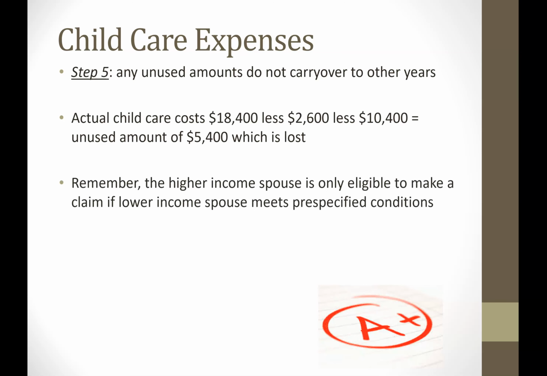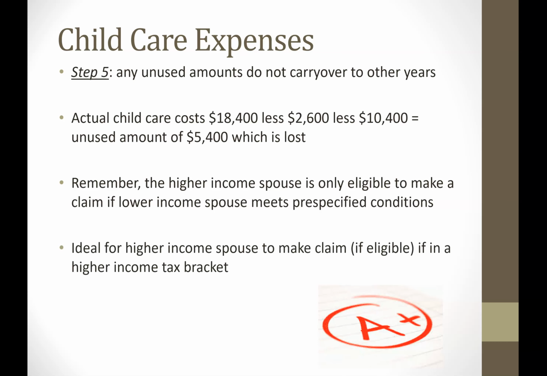Couple points to wrap up. Remember, the higher income spouse is only eligible to make a claim if the lower income spouse meets one of those pre-specified conditions, for example, in post-secondary education, infirm or incapable of caring for the kids for at least 2 weeks, etc. And it's also ideal if and when the higher income spouse is able to make a claim that they do, especially if they're in a higher income tax bracket, because then overall the couple will pay lower taxes.